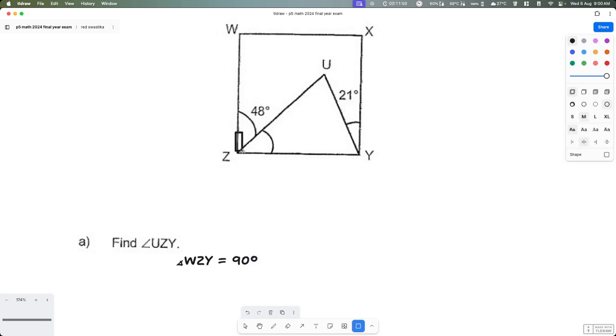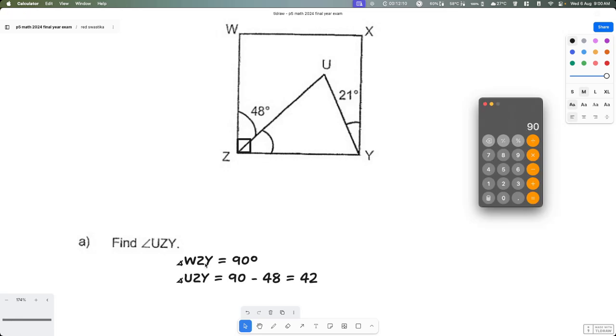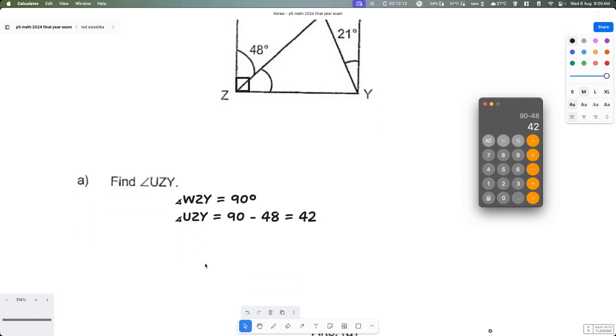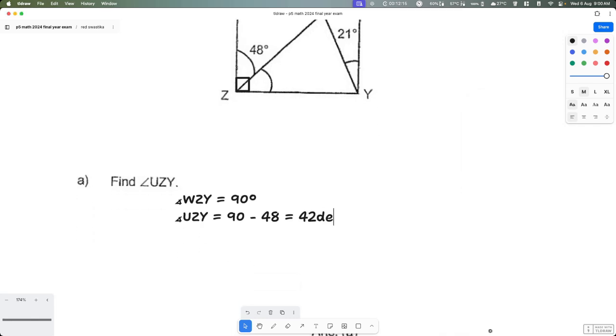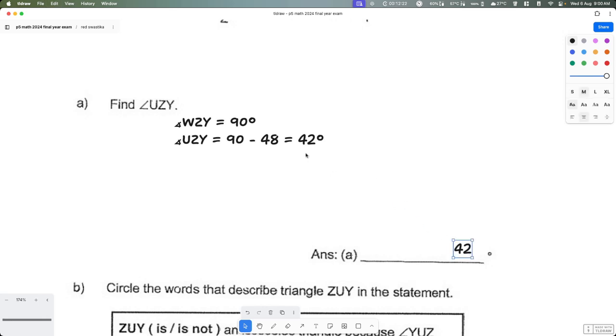So I'm going to draw a very nice square over here. Okay, so from here I think we can get UZY. So in this case UZY is equal to 90 minus 48. This will give us 42, right? So 90 minus 48 is equal to 42 degrees. Oops, forgot the 42 degrees over here. All right, so that's the answer. The answer to this is 42 degrees.